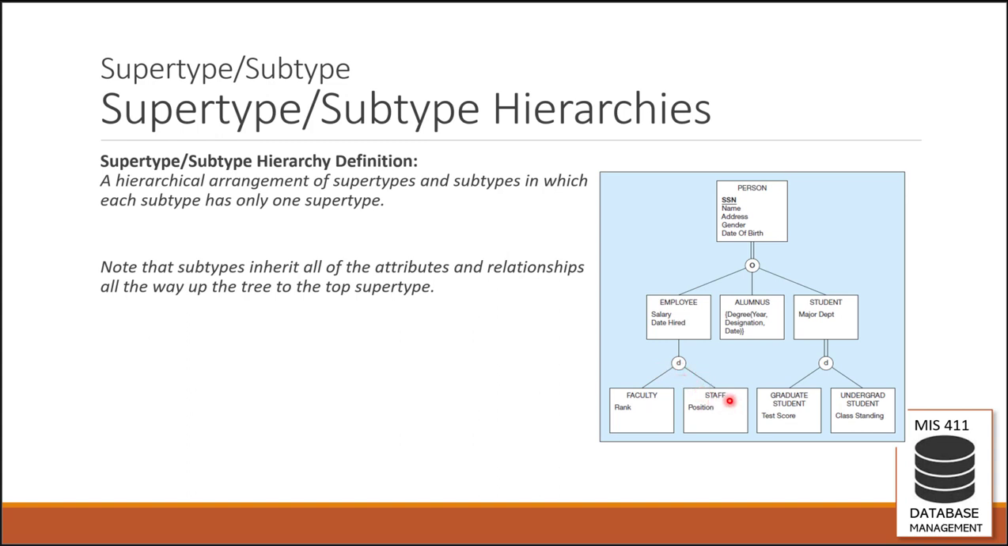So it can get a little bit complex, but if you take it slowly and look at the rules and what they mean, you can piece it together. Something to note is that in this kind of hierarchy, the subtypes inherit all of the attributes and relationships all the way up the tree to the top supertype. So a faculty member is going to have the attribute rank. It's also going to have the attributes salary and date hired, and also the attributes SSN, name, address, gender, date of birth. They inherit all of these things all the way up the chain.